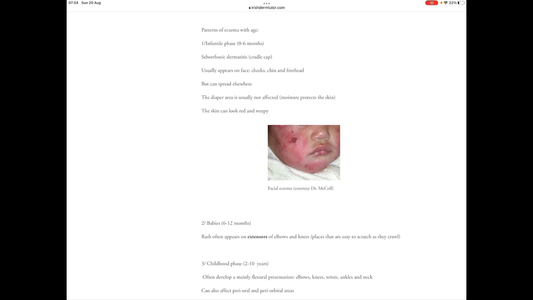So here you can see this little baby has quite inflamed eczema affecting the cheeks and the chin, and it looks like it's slightly weepy, and you can see there's little erosions along the cheeks. But it can present anywhere in a child this age, so it can be widespread. Interestingly, the diaper area is usually not affected in this age group, and this is because the moisture in the area protects the skin. And as I mentioned, the skin can look very red, weepy and inflamed.